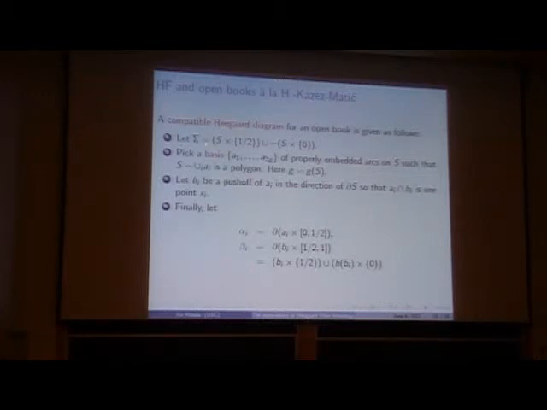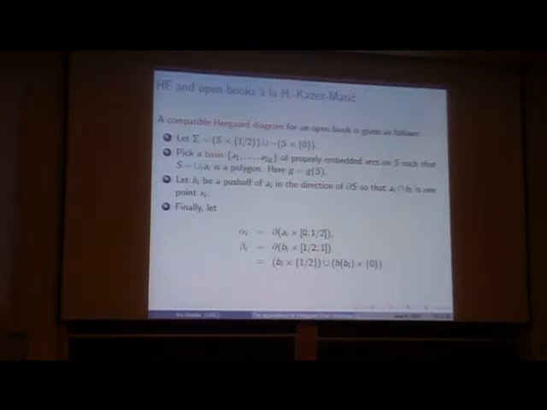And then the boundary of the Heegaard splitting is a Heegaard surface, which is basically S cross 1/2 union S cross 0. So you at least have a Heegaard surface which has something to do with S. Now, what you'd like to do is pick a basis, a collection of properly embedded arcs on S, such that when you cut S along these arcs, you get a polygon.